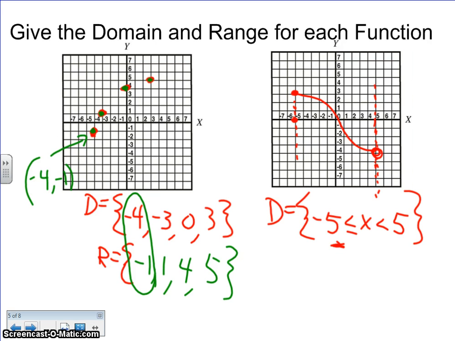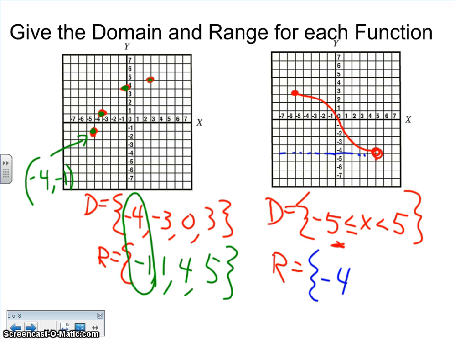We're going to do the range the exact same way, only now instead of talking about how far over it goes, we're going to talk about how far up and down it goes because that's what y is. And remember, the range is the y. The bottom end of this curve with respect to y is right here at -4.